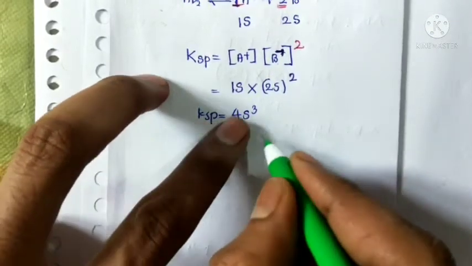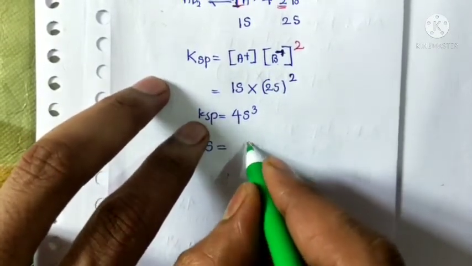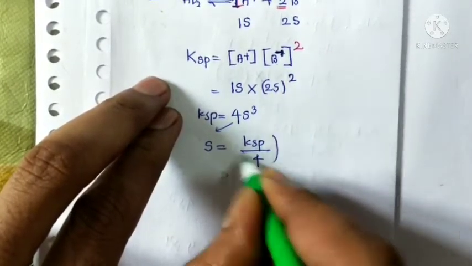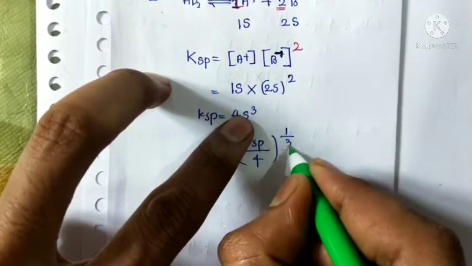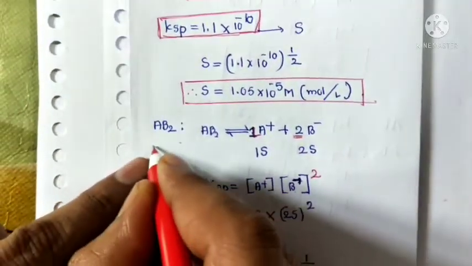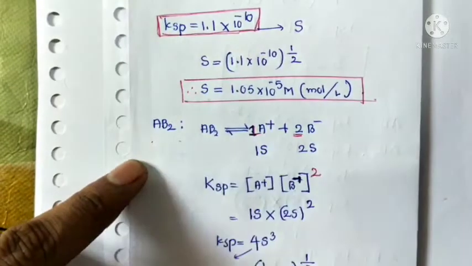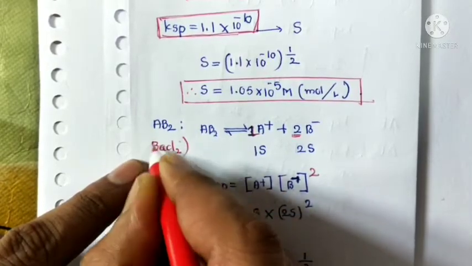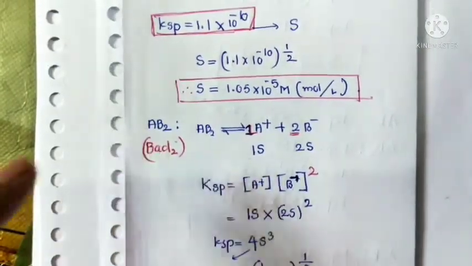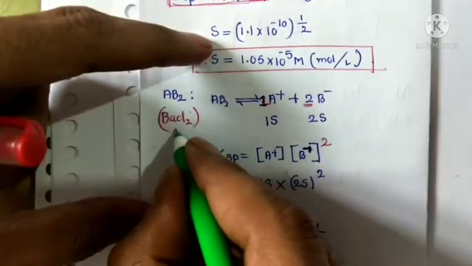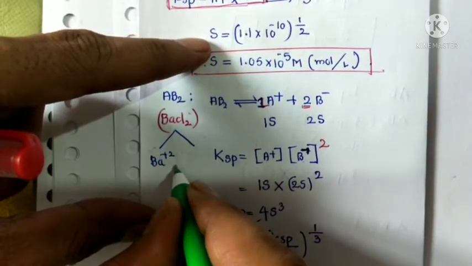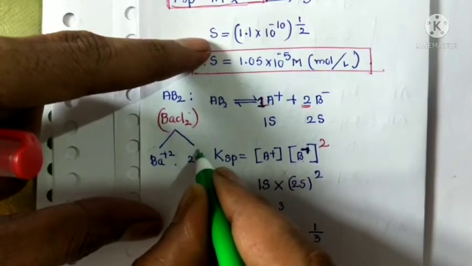S means KSP divided by 4, all to the power of 1 by 3. So the best example for the AB2 salt is barium chloride, AB2. So what is that here? Ions are formed. So barium chloride dissociates into barium plus 2 ions and 2 Cl minus ions.